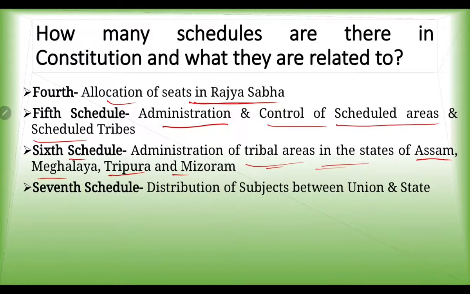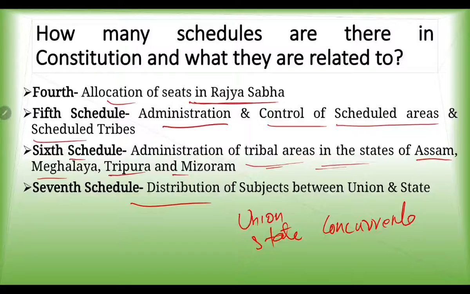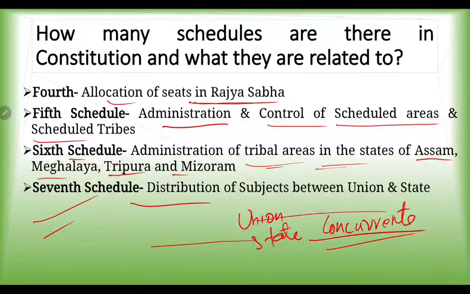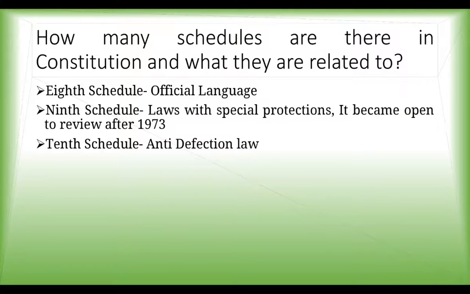The seventh schedule talks about the distribution of subjects between the Union and the states. Here you will find the Union list, State list and Concurrent list, how the different legislative subjects are divided between Union and state. Then we have another schedule of the Constitution, the 8th schedule. The 8th schedule talks about the official languages and it mentions 22 official languages of India.